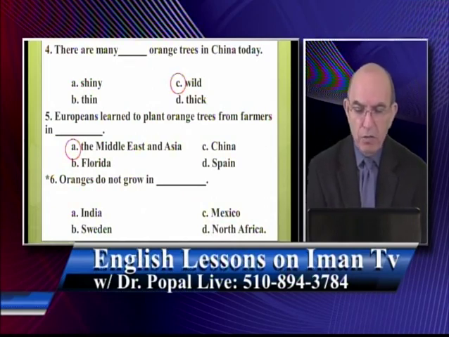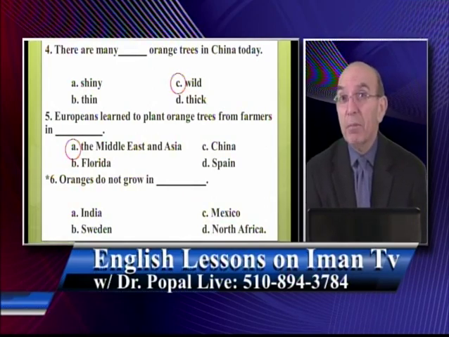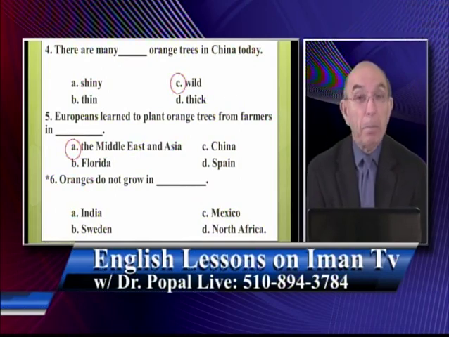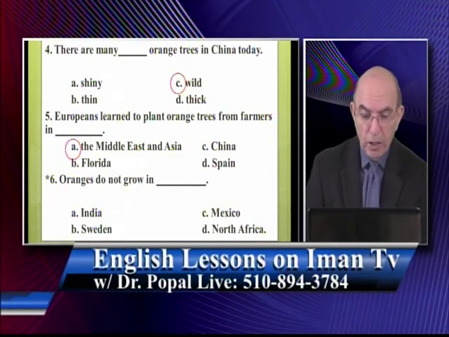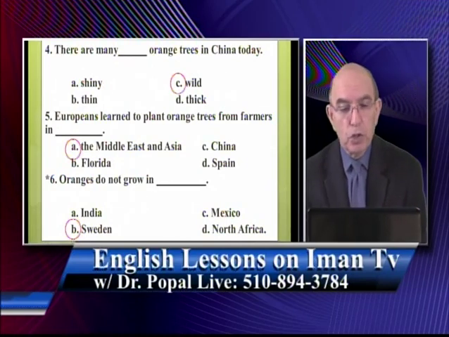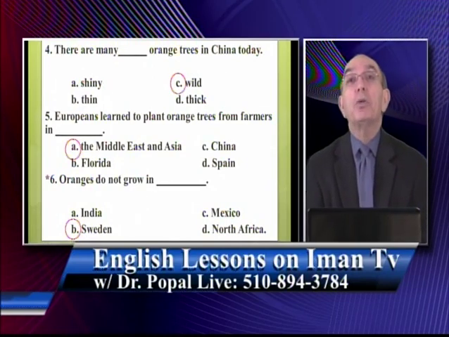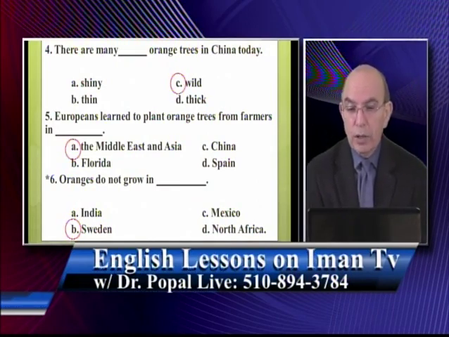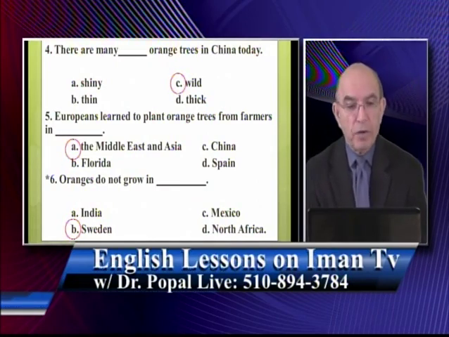So in these 4 countries, India, it is possible to grow oranges. They have good oranges actually because the weather is warm most of the time. Mexico is very warm weather. North America also has warm weather. So the correct answer is Sweden. It was not in the passage that I read to you, but you could guess the correct answer. So choose the correct answer from the choices provided.